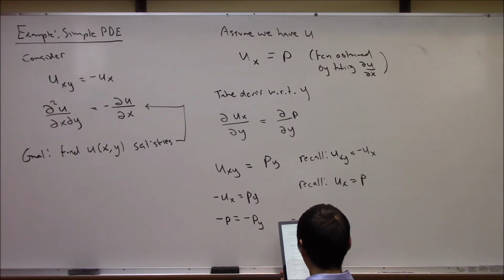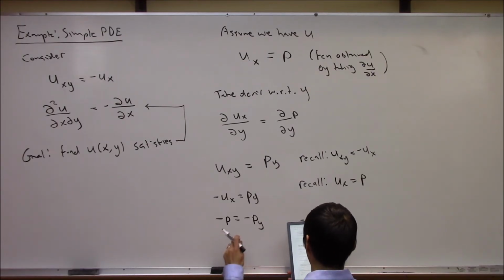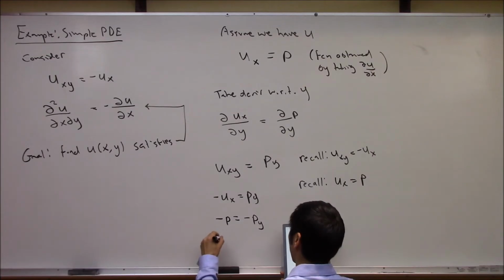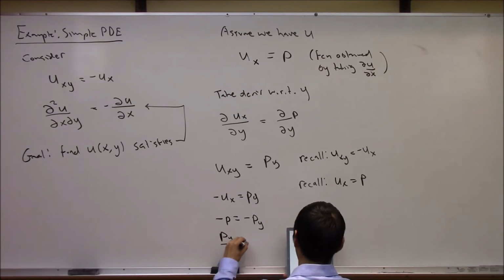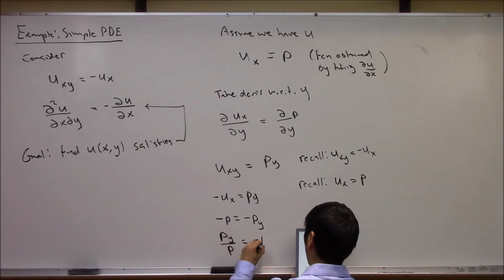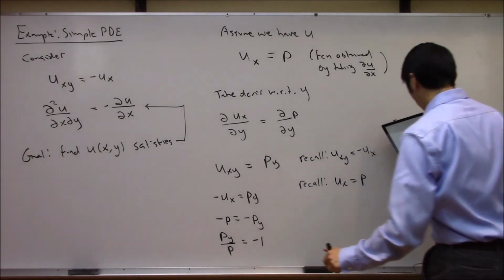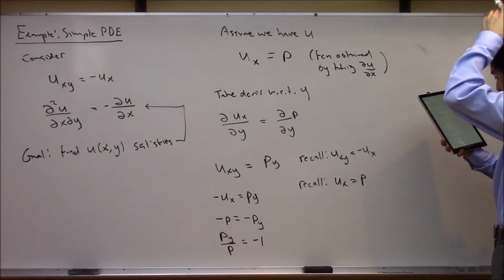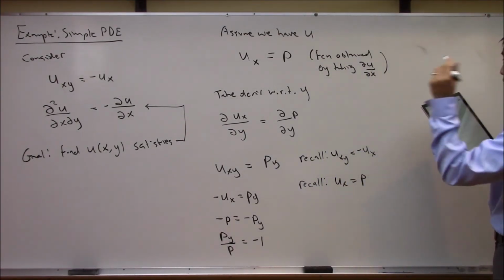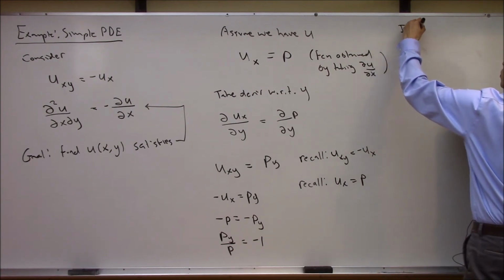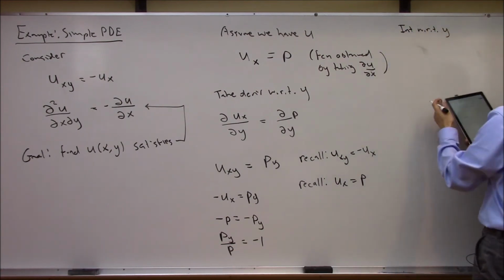Great. Let's move everything to one side. I could rewrite this as p sub y over p is equal to negative 1. Same thing. Now let's integrate both sides with respect to y. So let's write that down: the integral with respect to y of both sides.